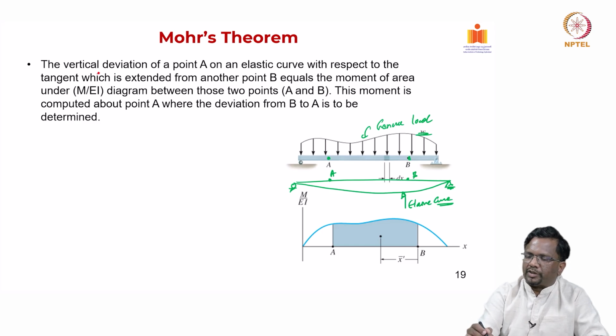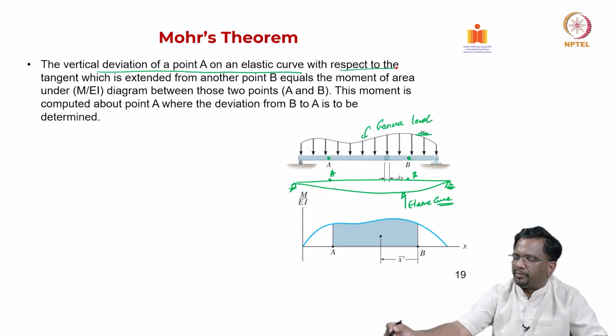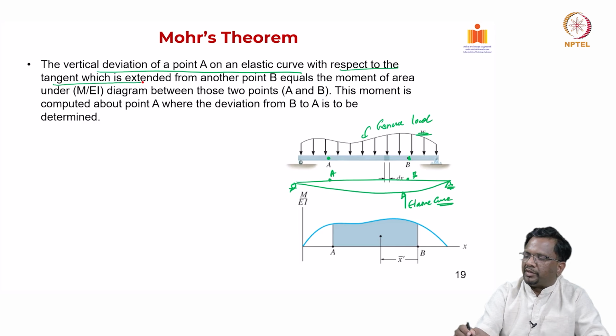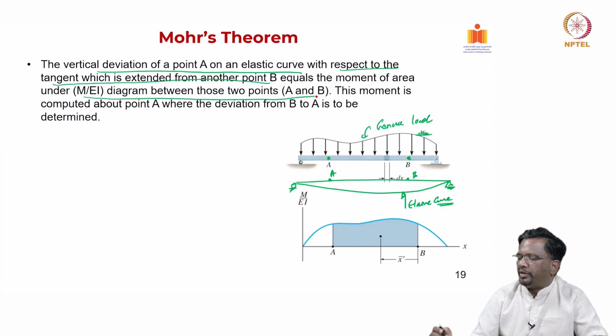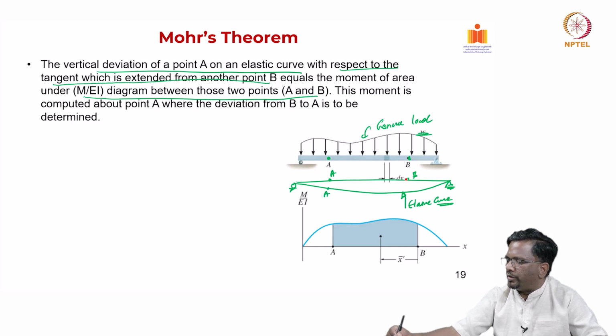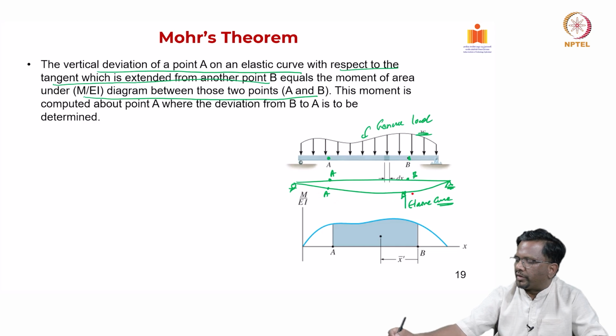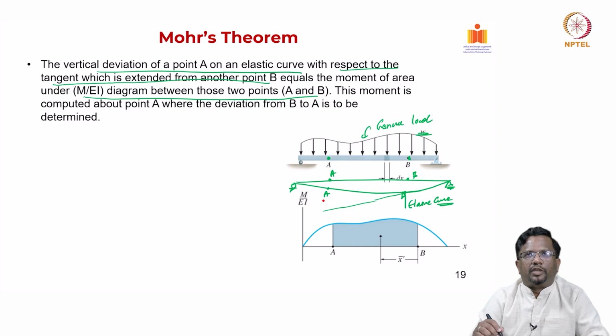The vertical deviation of point A on the elastic curve with respect to the tangent which is extended from another point B equals the moment of area under the M by EI diagram between those 2 points A and B. So, let us say this is a point A and this is point B, or the maximum point, let us say we have point P. Then you draw a tangent like this and extend it. This deflection is basically given by the moment of the area under the M by EI diagram.